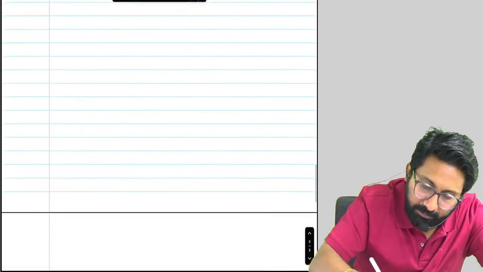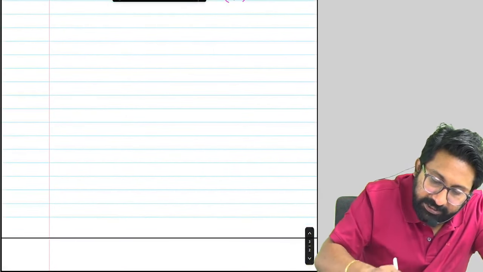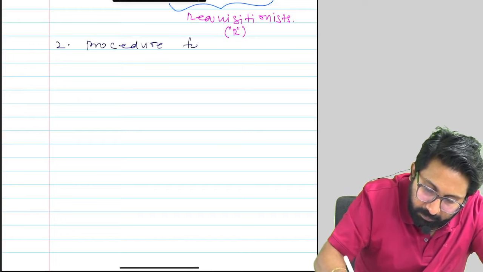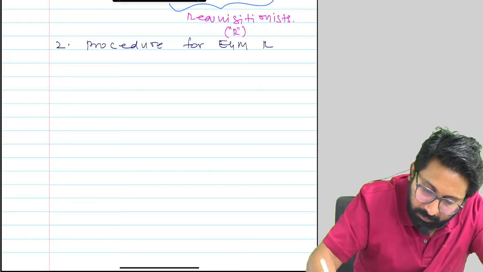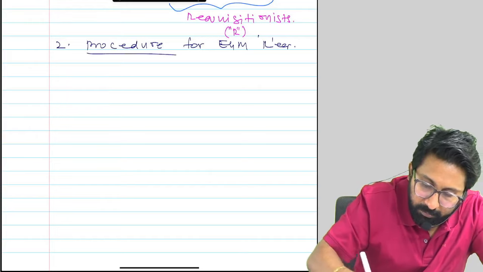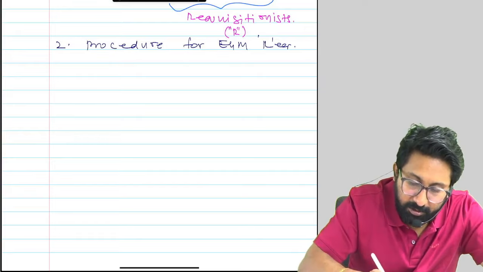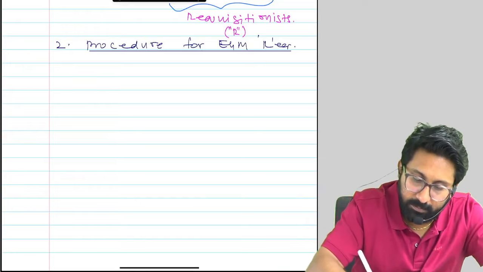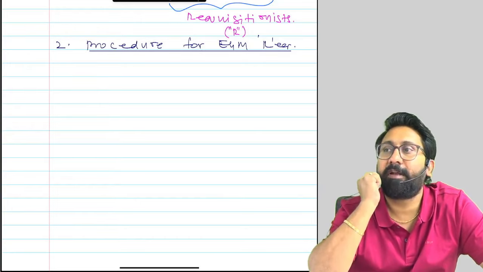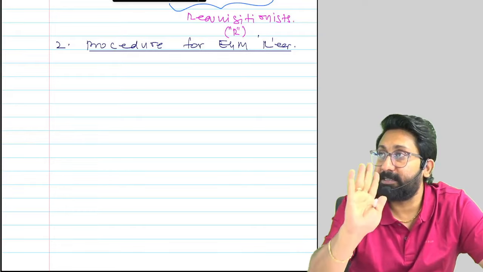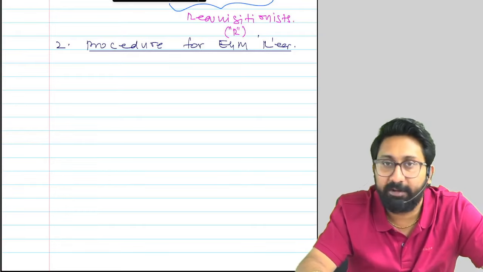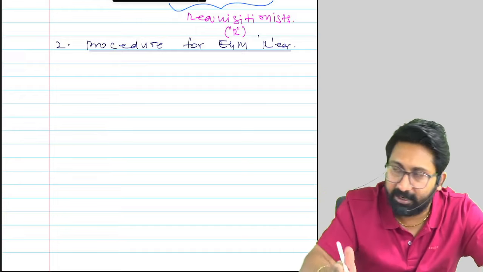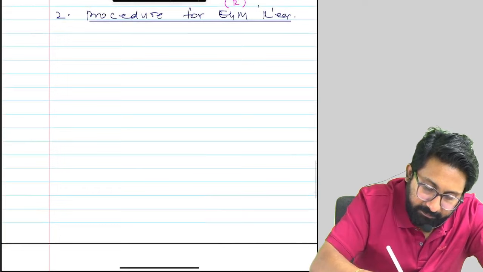Write down: number two, procedure for EGM requisition. First listen, after that I will tell. This is important. Spend some time, 10 minutes. Everyone see the screen first, either TV or screen, please. See there. The procedure looks like this.